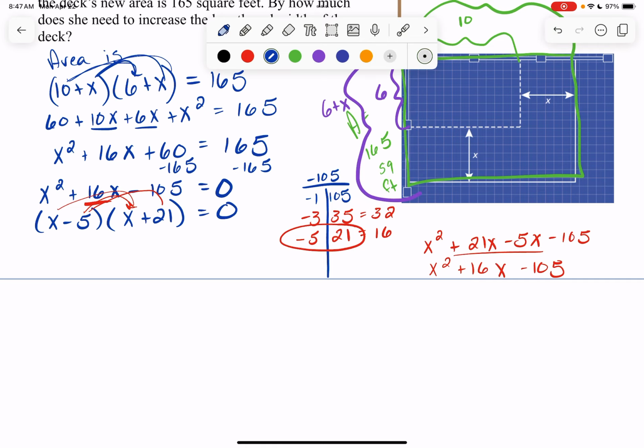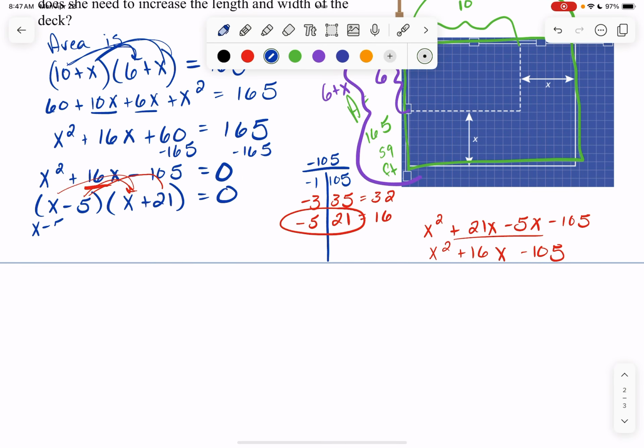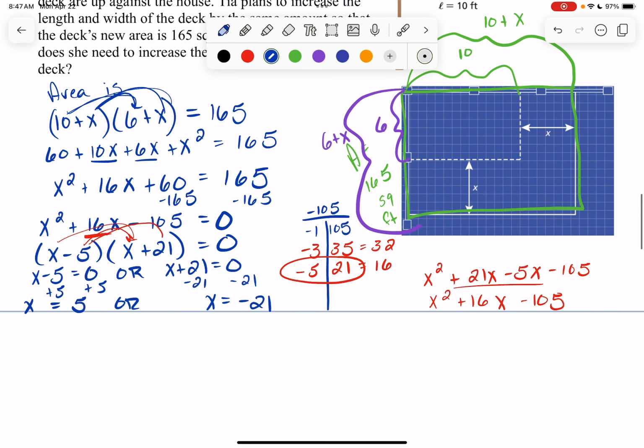Which it does. So now that we have it factored, set each factor equal to 0. x minus 5 equals 0, or x plus 21 equals 0. I expect to see all of this work when you're working these problems, so be prepared to show that to me. So now we're going to add 5 to both sides: x equals 5, or subtract 21 from both sides: x equals negative 21. So we technically have two different options. We can either increase this space by 5 or by negative 21.